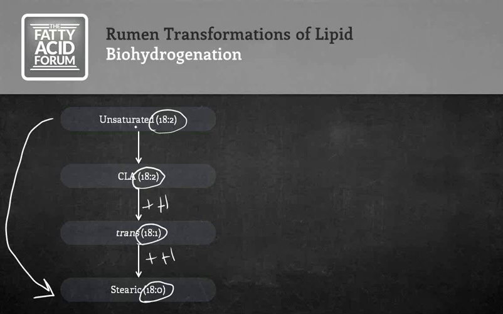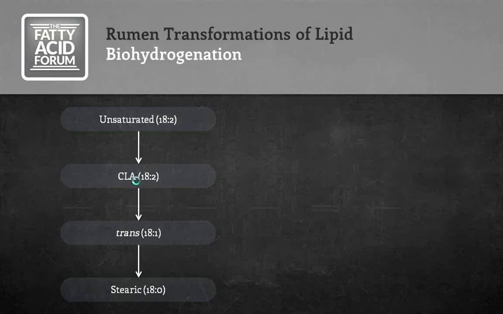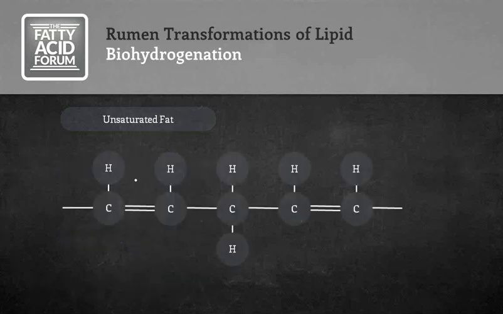18:0. So in this first step, CLA formation, this is the double bond structure in the linoleic acid that I showed previously. In plants, double bonds are normally never any closer than what they're shown here. They're separated by two single bonds.